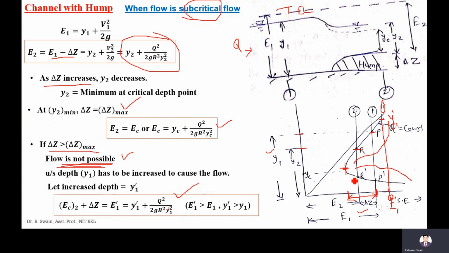So here, delta Z, if you provide a hump, then the specific energy at section 2 decreases and Y2 decreases. It will decrease up to this maximum. If you provide the maximum delta Z, Y2 will be minimum, that will be the critical condition, critical flow. If you increase again, then flow is not possible. In that case, you have to increase E1, meaning Y1 you have to increase, the specific energy at section 1 will increase.